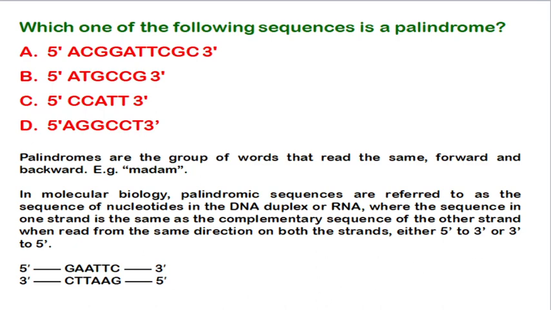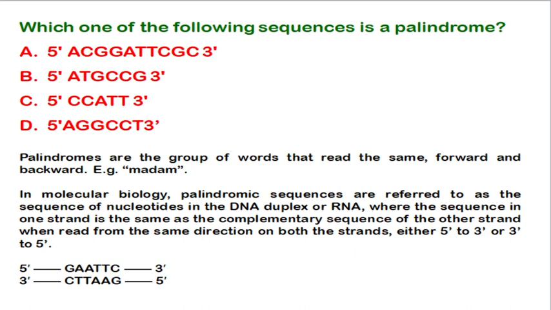Currently we are revising for our BARC OCES examination. Which of the following sequences are palindrome? In general English, palindromes are a group of words that read the same in the forward direction and in the backward direction. For example, the word madam, M-A-D-A-M. If you read from left to right, it is M-A-D-A-M. At the same time, if you read from right to left, it is M-A-D-A-M.